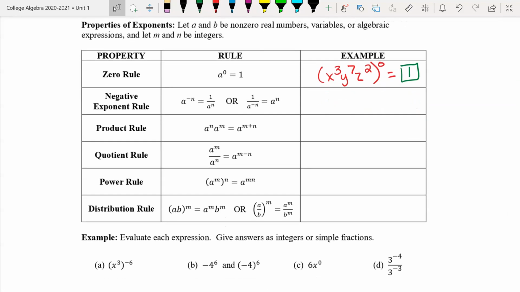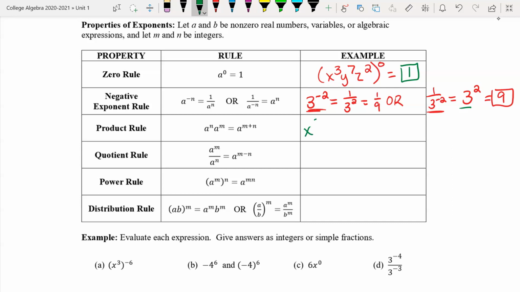Negative exponent rule: if I have 3 to the negative second, that's going to equal 1 over 3 squared, which is 1/9. Or vice versa, if I have 1 over 3 to the negative second, that equals 3 to the second, which equals 9. So if you have a base with a negative exponent, you put it under 1. If it's already under 1, you flip it, and now it becomes on top, and there's a 1 under it. You're dividing by 1, which would just be itself. So that rule works both ways.